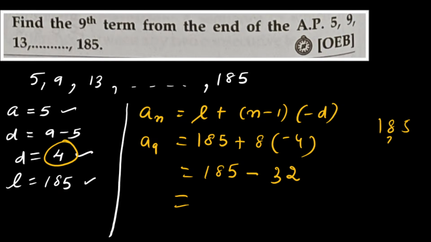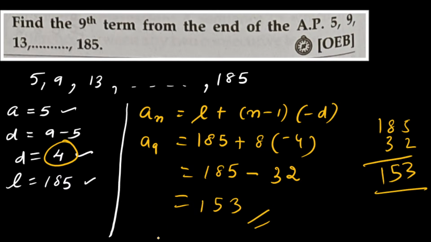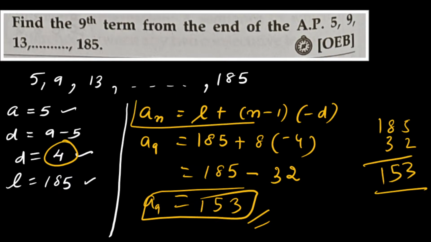If we do the subtraction, we'll get 153. So the ninth term from the end is 153. This was very simple, you only have to know this formula. Or else you can just write the sequence in reverse order, and that way also you can do it. So both ways you can do. Let's do now the next question.